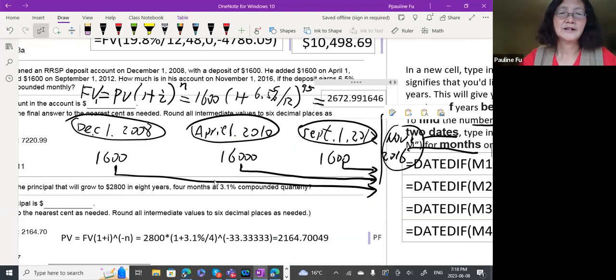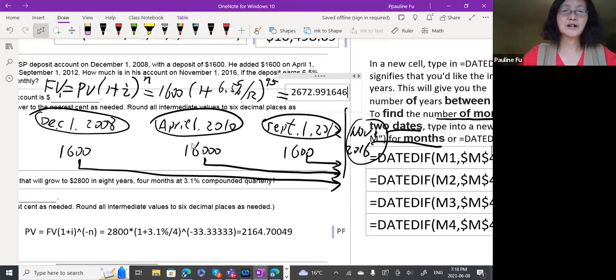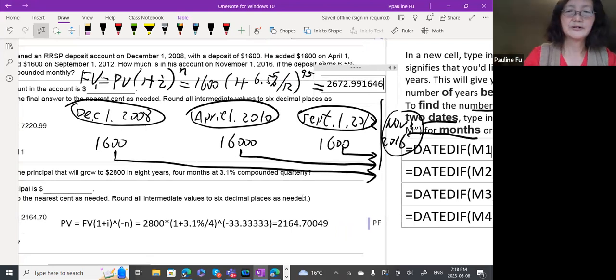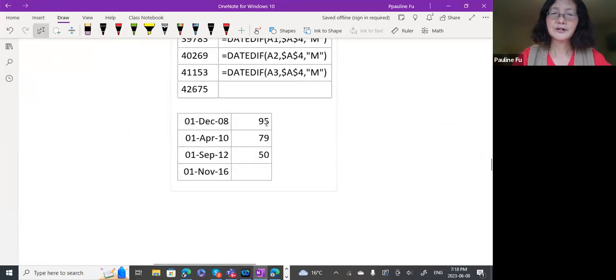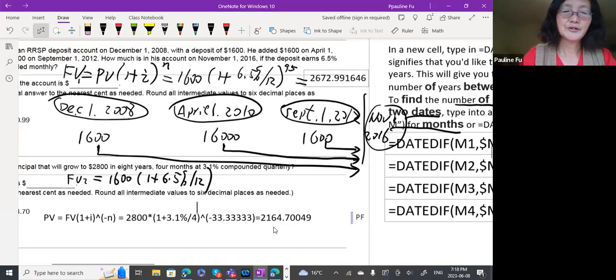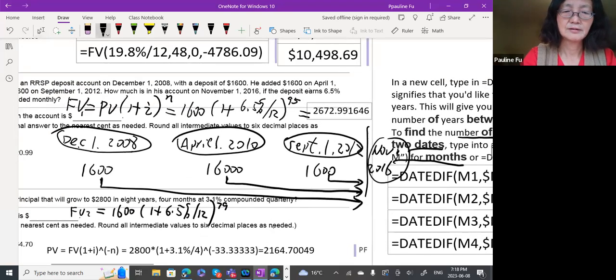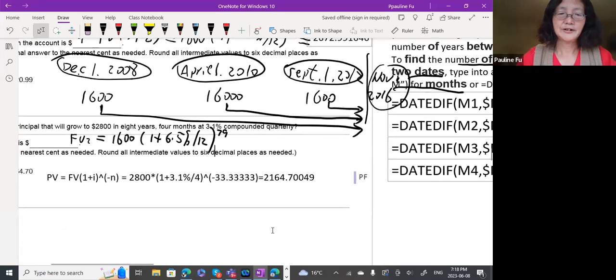Okay, and then next I need to calculate future value from April 1st, 2010 to November 1st, 2016. Okay, I will call that my FV2. So it's 1600, 1 plus 6.5% compounded. There are how many months between those two dates? 79. So raised to power 79. Okay. And what is that number? Excel.